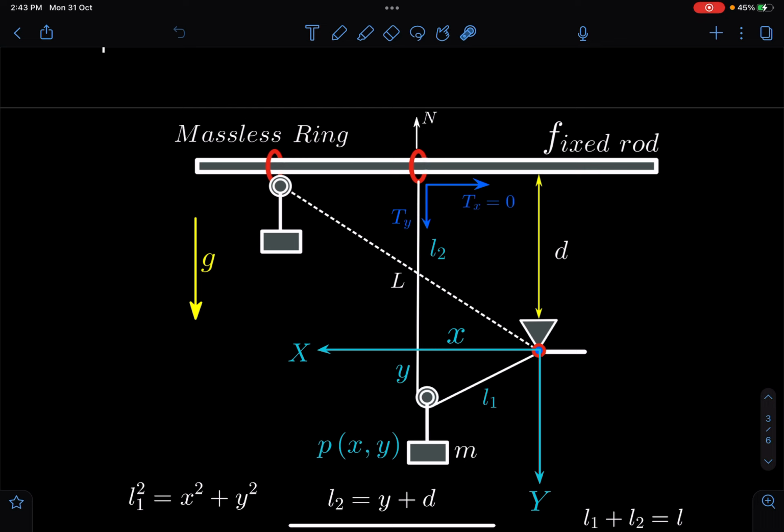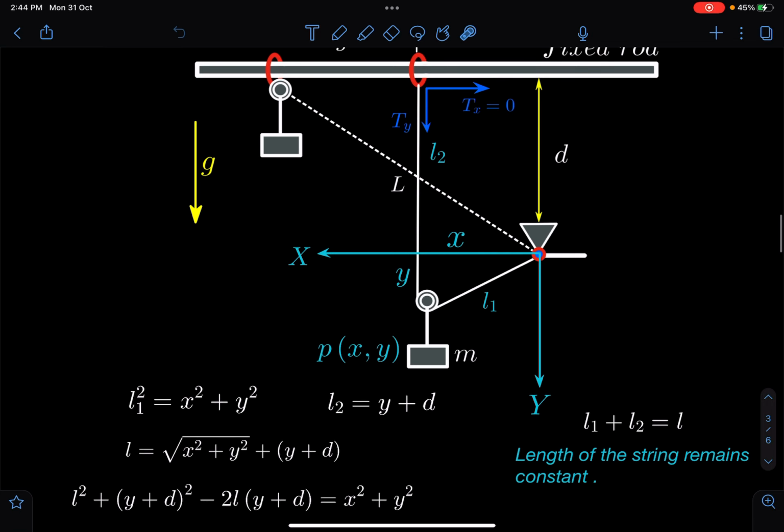Let's say at any time t, this is vertical, and this length is L1 and this length is L2, and it is vertical. So we can say that L1 plus L2 is L. This is one constraint here. Let's write this L1 value. This length is a general x and this length is a general y, so x squared plus y squared is L1 squared. For L2, this distance is d and this is y, so I can say it is y plus d, and the coordinate of the pulley or block is (x, y).